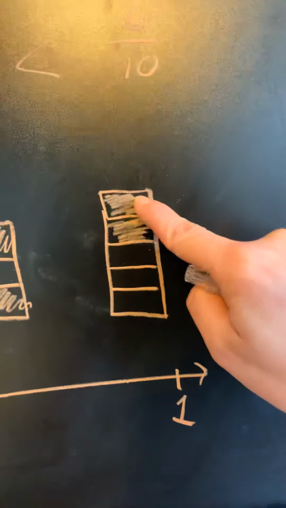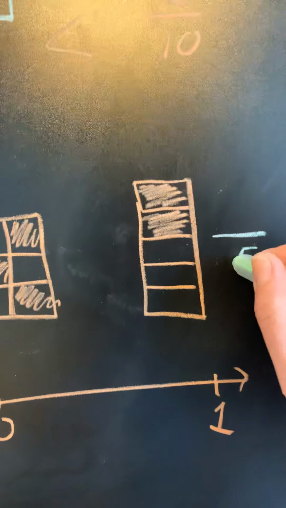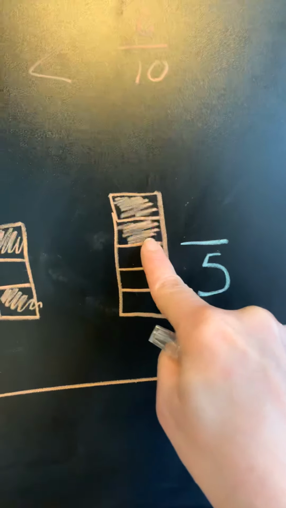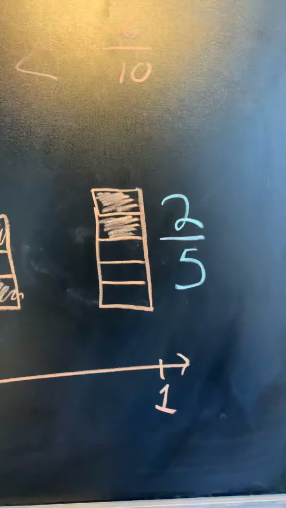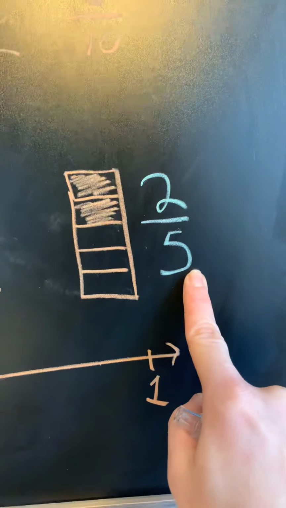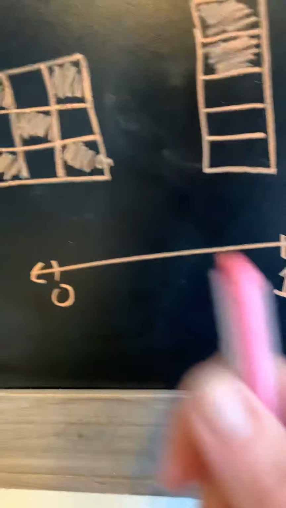This figure, I have 1, 2, 3, 4, 5. There are 5 total units in that figure, and 1, 2 of them are shaded, so 2/5. Again, my denominators are not the same. I'm going to think about it in terms of a number line.